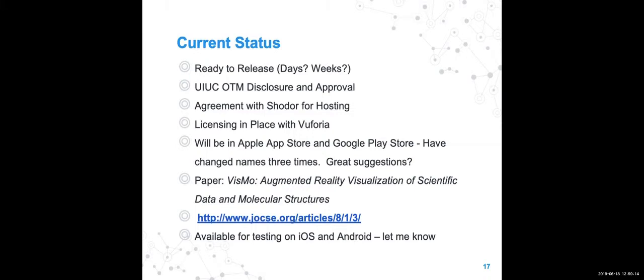Since we haven't actually put it in the stores, we can still change the name. So if anyone's got ideas, we have published a paper in the Journal of Computational Science Education about this, and at that point it was called Vismo, and that's available for looking at. But if any of you are interested in testing this, I can get you a test version right now.